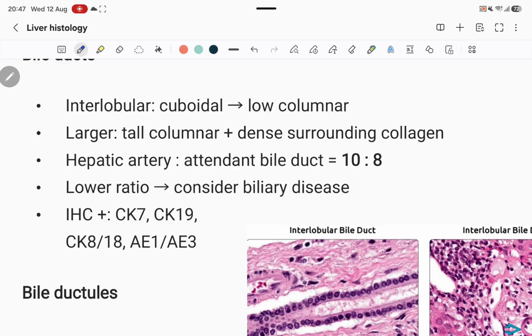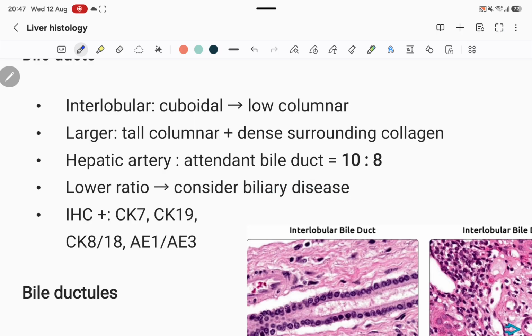Now a good ratio to remember is 10 to 8 or 8 to 10. Every hepatic artery should have an attendant hepatic bile duct. If you don't have that ratio, if fewer arteries have bile ducts next to them, that could be a bile duct disease, a biliary disease.